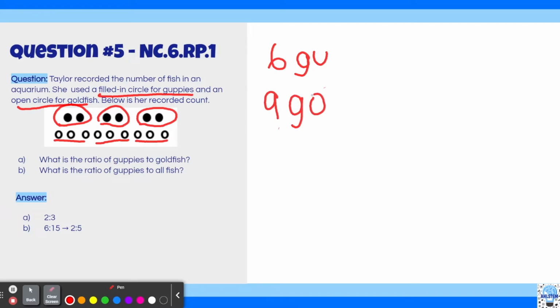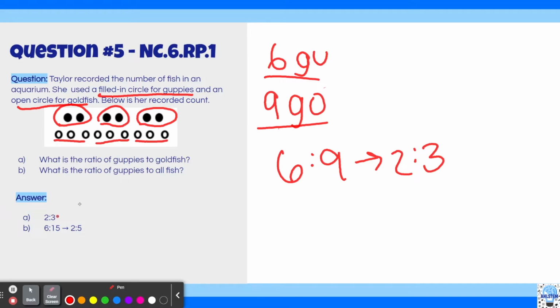Okay. So what is the ratio of guppies to goldfish? That's 6 to 9, which is 2 to 3. So that is how I got the first answer.